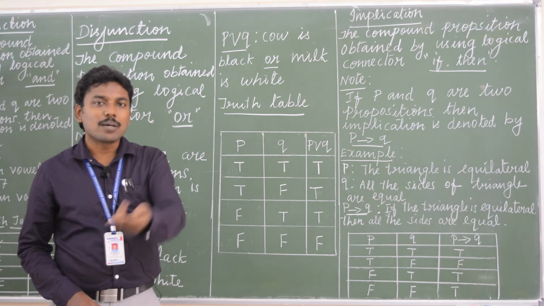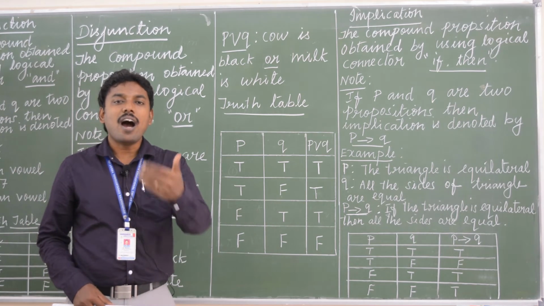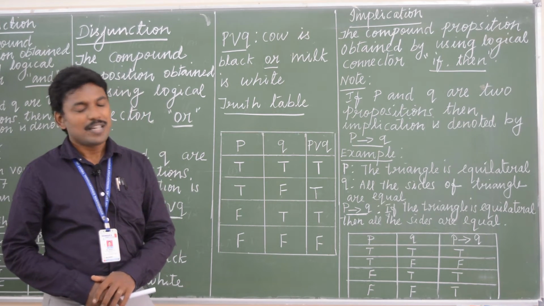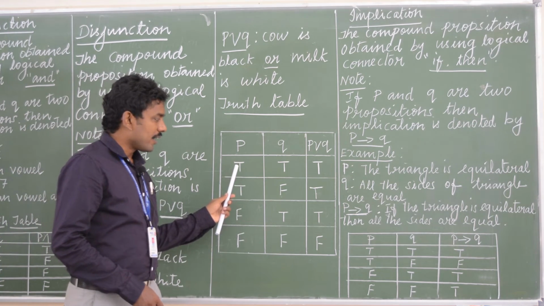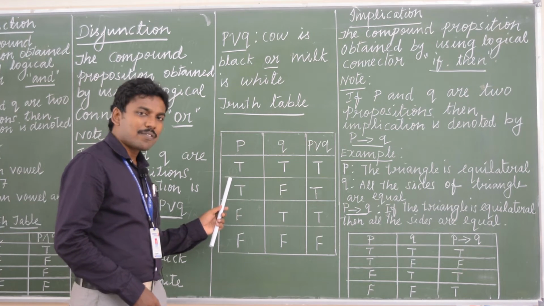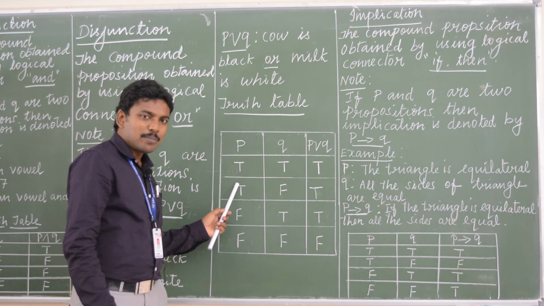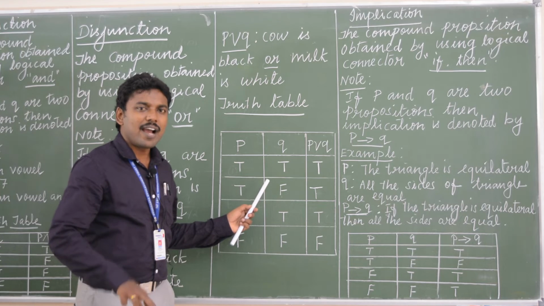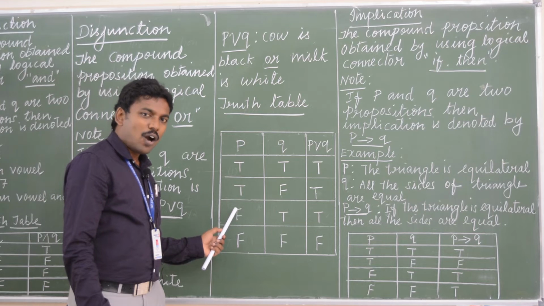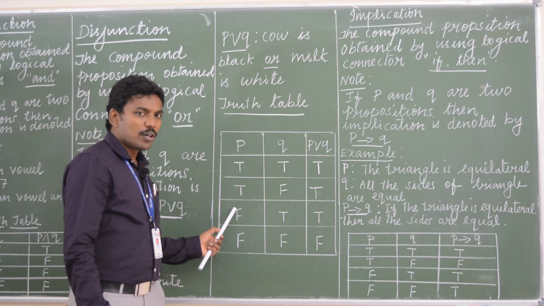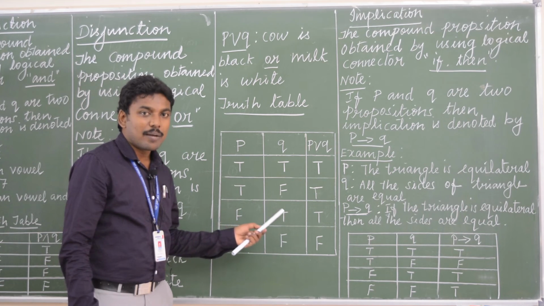A and B should come to the staff room for conjunction. For disjunction, A or B should come to the staff room. Now the question is, A or B should come to the staff room. Let me start from row number 2 with respect to truth values. Here A comes but not B. No problem, A or B should come. Therefore it is true. And here A doesn't go but B goes. Again it is true. No problem, because A or B should come.